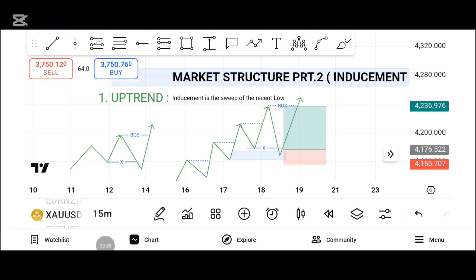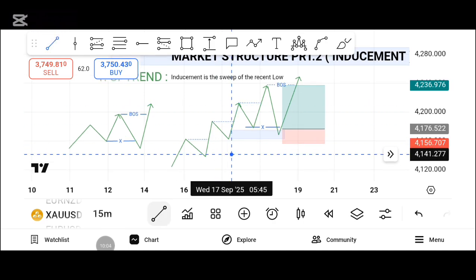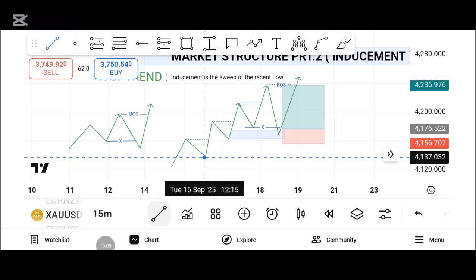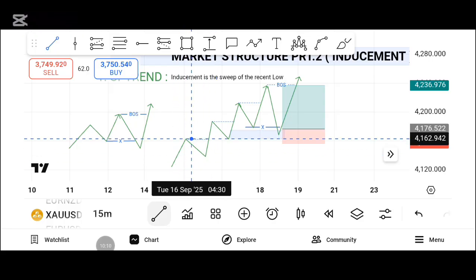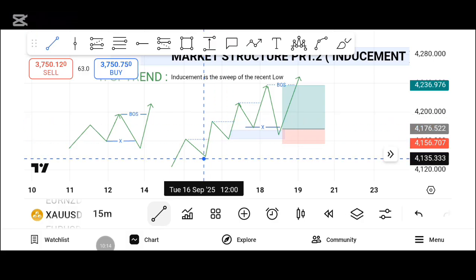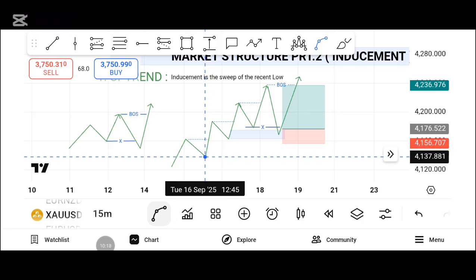So inducement is a sweep of the recent low. In this case, you can see that we have this low here. This is your lower low. This is your higher low. Inducement will not transfer from here to here. Inducement will transfer from here to here.